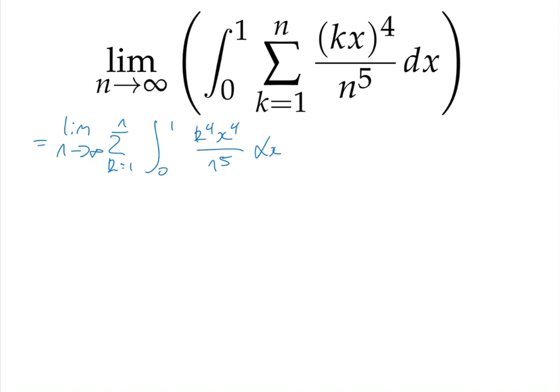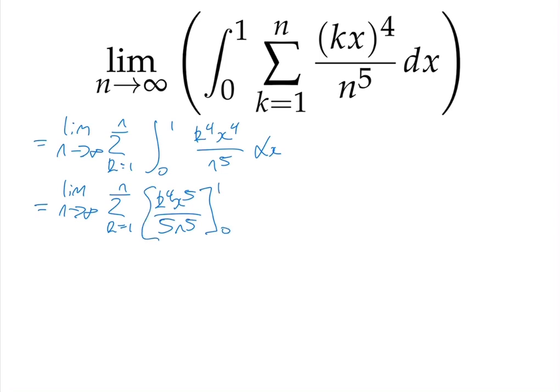Next then we're able to perform that integral. So the first part will stay the same. We've still got the limit as n goes to infinity. We've still got the summation from k equals 1 up to n. But performing this integral, we're going to raise x to the power of 5 and divide by a 5. So what we end up with is k to the 4, x to the 5 over 5 lots of n to the 5. And this is going to be evaluated at 1 and 0.